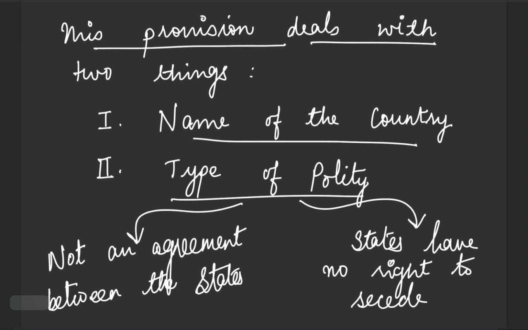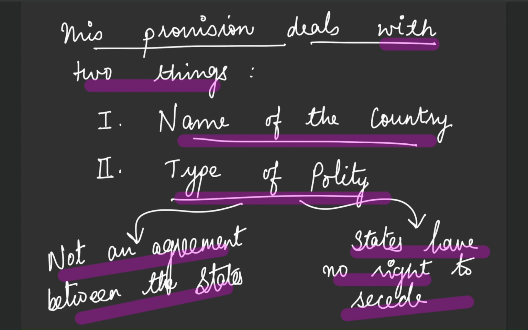And this provision, particularly in Article 1, provides two things. Number one, the name of the country, that is India and Bharat, and the type of polity. It is a union of states. One thing we need to understand here is that it is neither an agreement between the states nor do the states have the right to secede. As in the case of the American federal system, it is an indestructible union of indestructible states. But in our case, we are an indestructible union of destructible states.